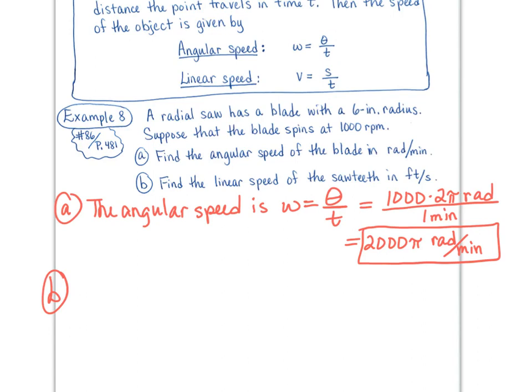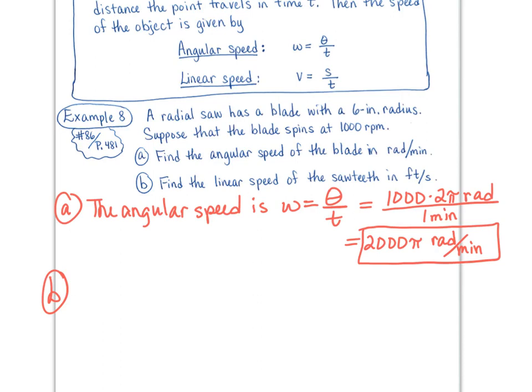Part B, we need to find the linear speed of the saw teeth in feet per second. This is a little more work because we're given our information in terms of what? Radians, yes. And here, your radius is in terms of what? Inches. We want our final answer in feet per second, so we have to remember some conversions.